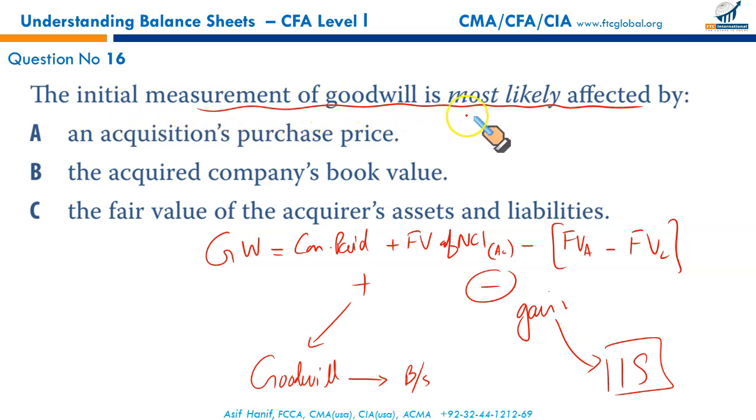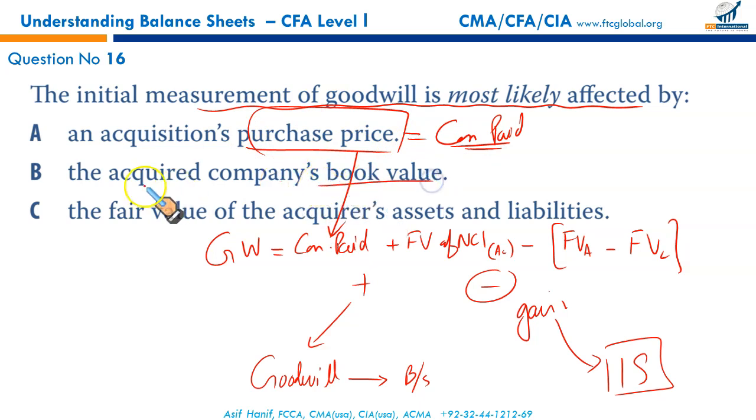It says the initial measurement of goodwill is most likely affected by what? An acquisition purchase price, which I called consideration paid. Yes, consideration paid is the purchase price, and it is very much part of the goodwill computation formula. Do we see the book value? The acquired company's book value? There is no book value anywhere in this formula. No book value at all. The fair value, yes, of the acquirer, mind the word acquirer, the company that acquires another company, the company that is taking over.